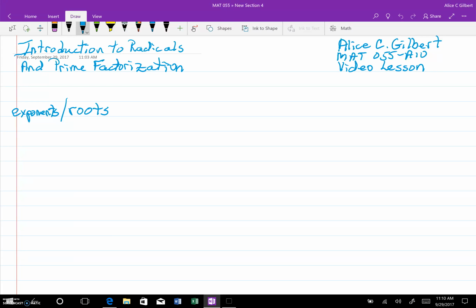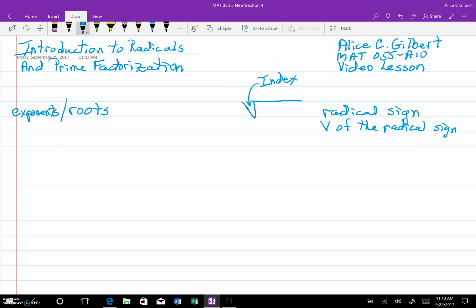Now the symbol that we use is called the radical sign. And one of the most important things that you need to know is inside this, what I call the V of the radical sign, its name is the index. So whenever I'm talking about an index, I'm talking about the little number inside the V of the radical sign. I'm going to say that one more time. Whenever I'm talking about the index, I'm talking about the little number inside the V of the radical sign.